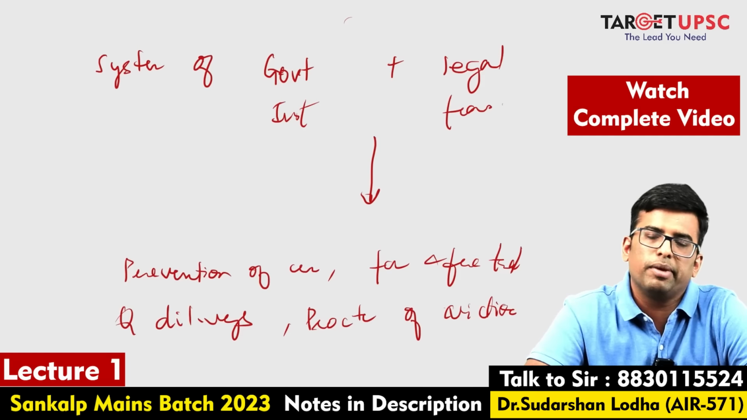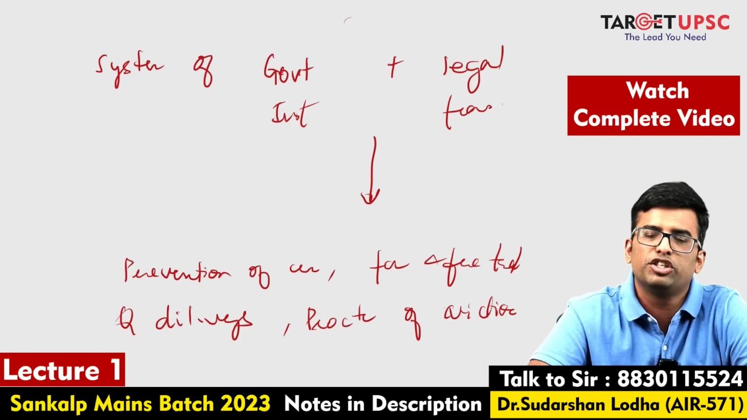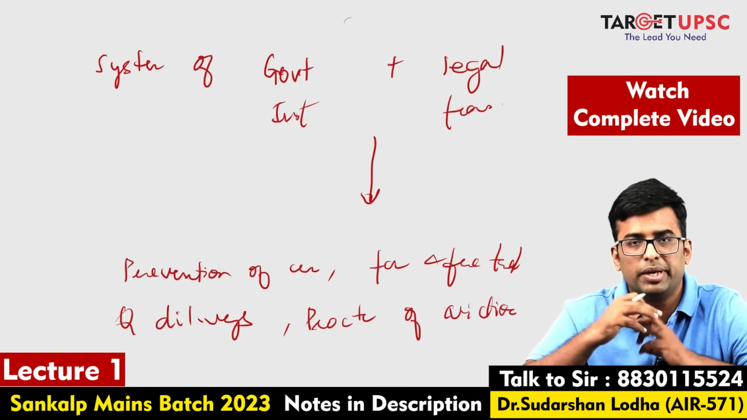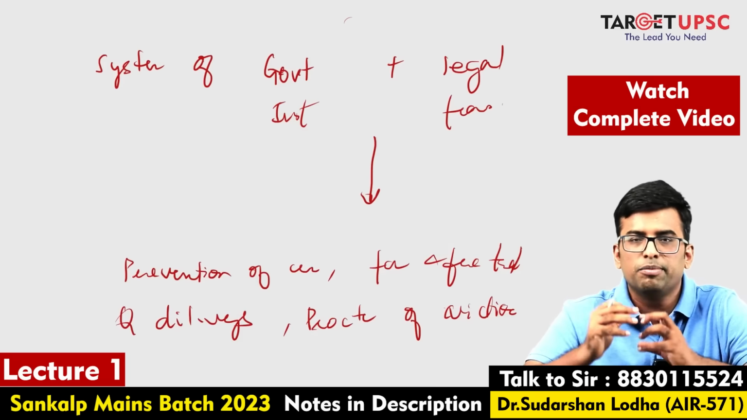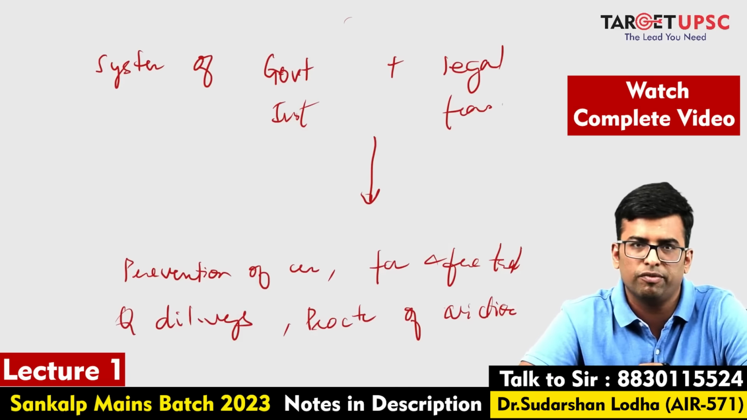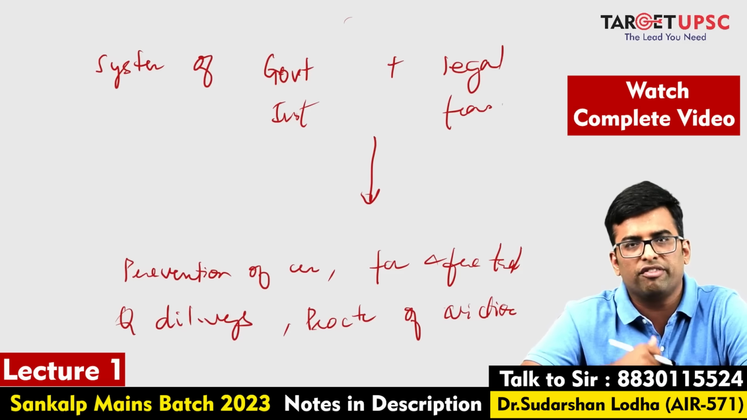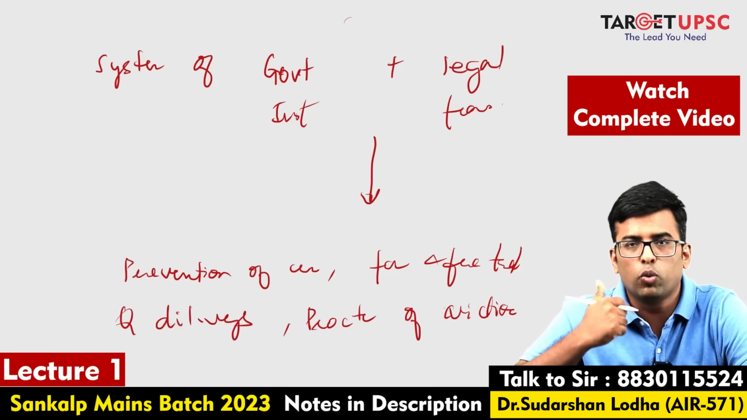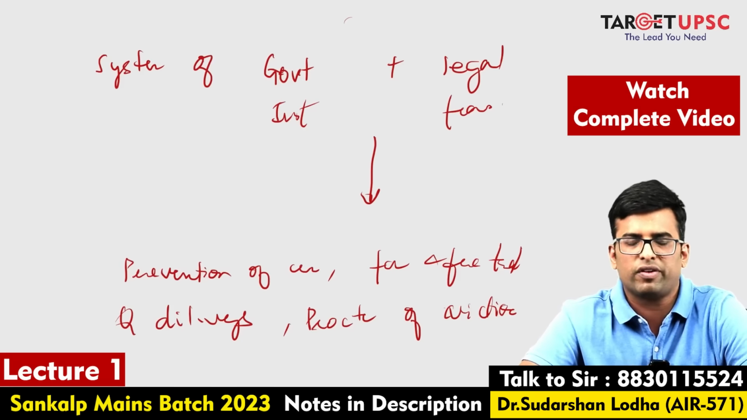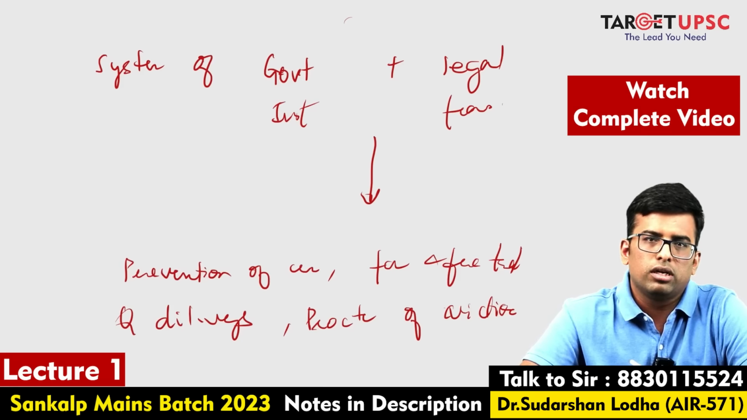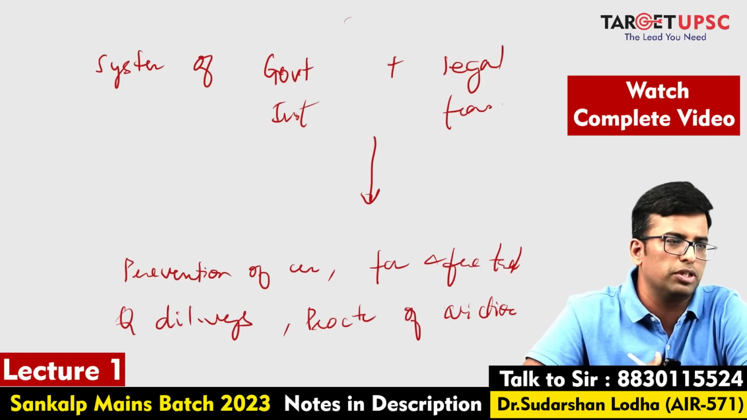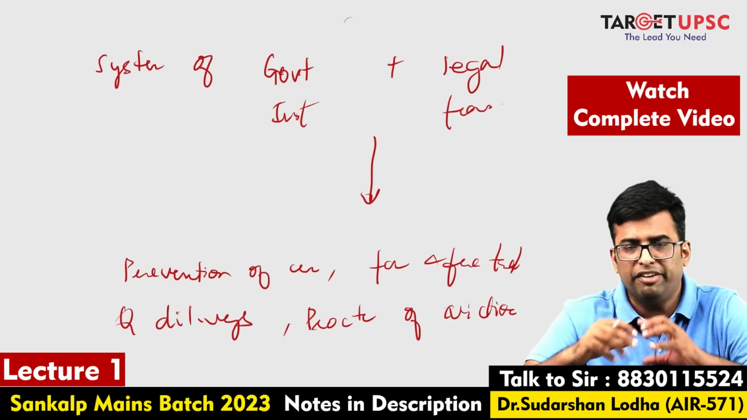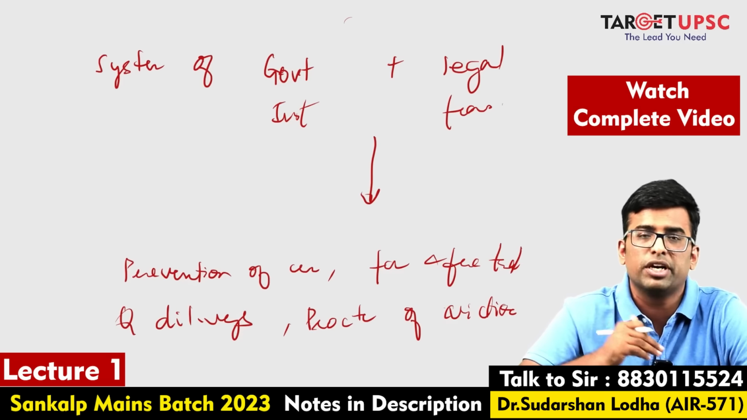So that is the actual definition or aim of the criminal justice system. Basically, it's a framework, a system of government institutions plus legal framework, which aims towards ensuring free and fair trial, quick delivery of justice, prevention of crime, protection and rehabilitation of victim and vulnerable section. So ye definition automatically aana chahiye jab bhi hum criminal justice system.